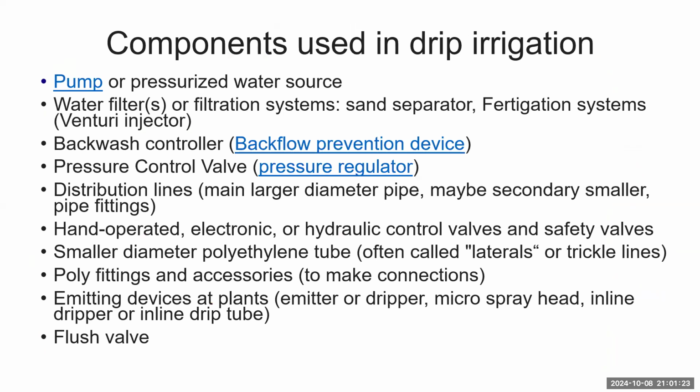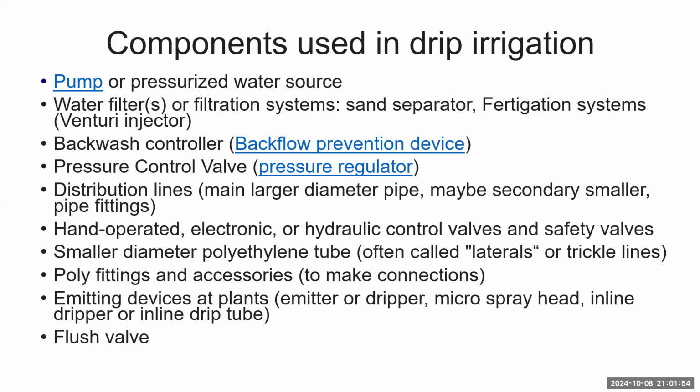So the components used in a drip irrigation system are a pump or pressurized water source. Second is a filtration system, such as a sand separator, or a fertigation system. Through this fertigation system, the fertilizer can be supplied. So there is a Venturi injector. The Venturi is used to supply the fertilizer at the root zone of the crop. There is a backflow prevention device. There is a non-return valve.